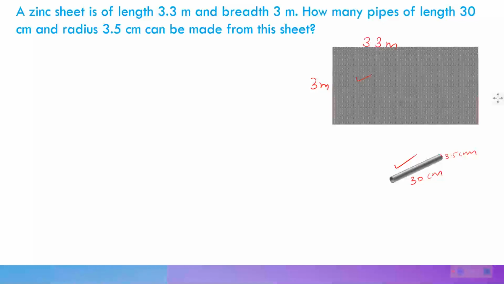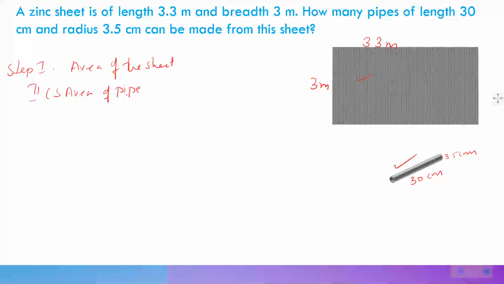So step 1 will be to find out the area of the sheet, and step 2 will be to find out the area, I mean the curved surface area of the pipe. The pipe does not have top and bottom, and then we will be thinking about the other aspect. Okay.